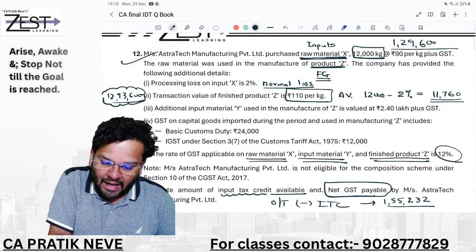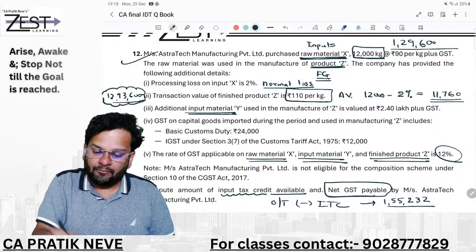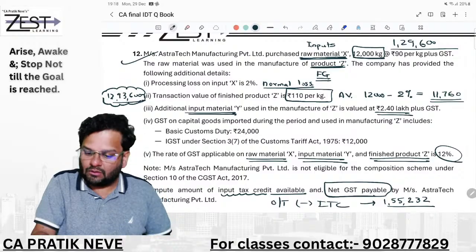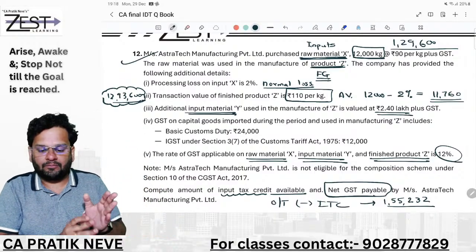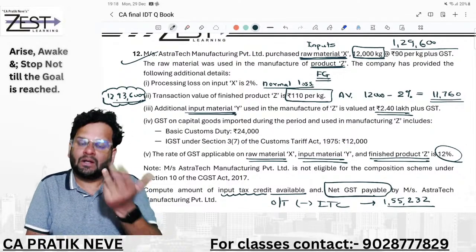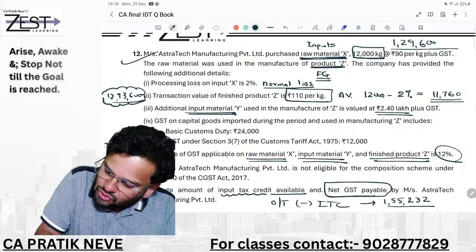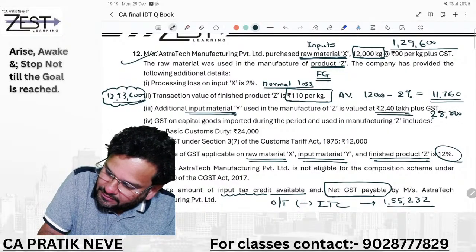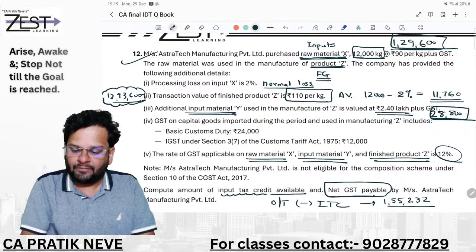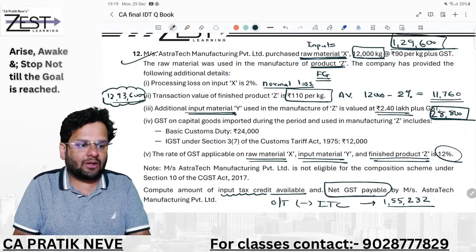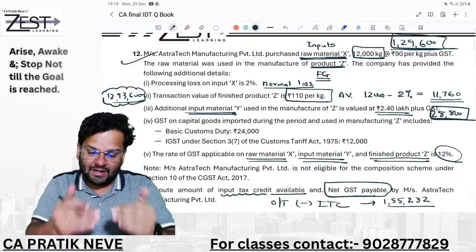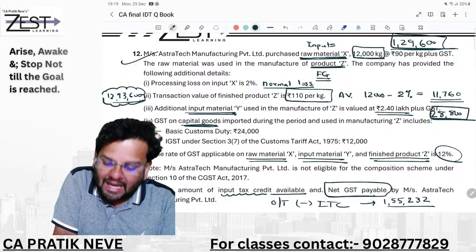Go ahead. Additional input Y used in manufacture of Z is valued at 2,40,000 plus GST. So take on your calculator 2,40,000 into 12%. So that is 28,800. I'm just putting a box around the ITC. So you're going to get ITC of 1,29,600, 28,800, and then go for GST on capital goods.